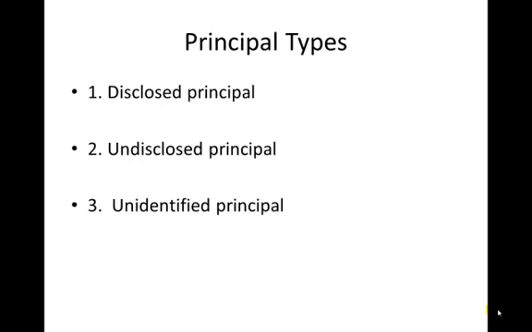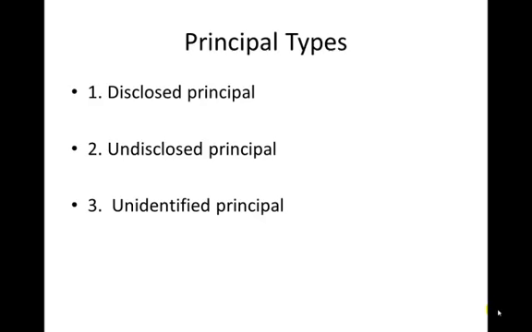The other part of the definition that we need to break down is the principal type. 6.01 dealt with a disclosed principal, but there are two other types. So in addition to a disclosed principal, we have an undisclosed principal and an unidentified principal. The type of principal matters, or more precisely, as you can see from these different types, the exposure of that principal and whether or to what degree that principal is known to the third party matters.